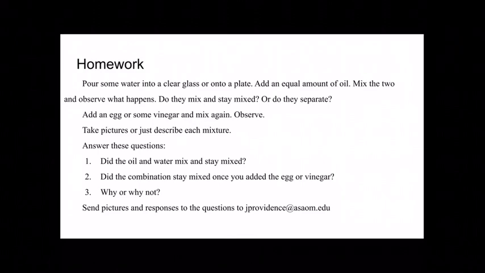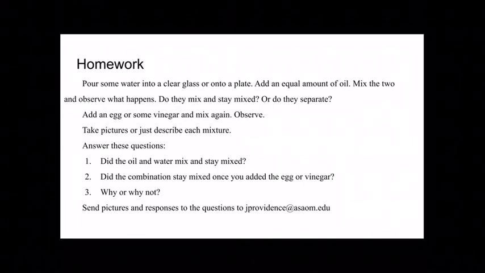Now we're going to add an egg or some vinegar, or you might have something else in the kitchen that you could add. But these are two things that I'm guessing you have around that can serve this purpose. And we're going to mix it again, and we're going to observe what happens. And so all along the way, I'd like you to either take pictures, or you can describe to me what's happening in each step, and then answer these questions.